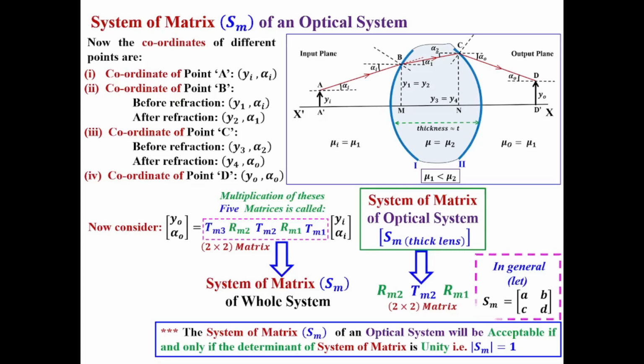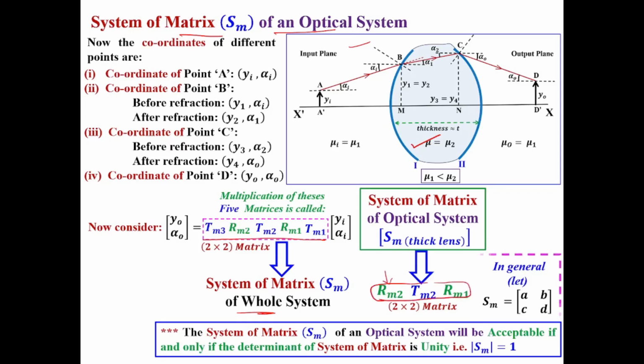Okay, hello everyone. In our last class, we discussed in detail the system matrix of an optical system. Considering this case, the system matrix of the whole system is the multiplication of these five matrices. Particularly, if we consider the system matrix of this thick lens, then the system matrix will be the multiplication of these three matrices.